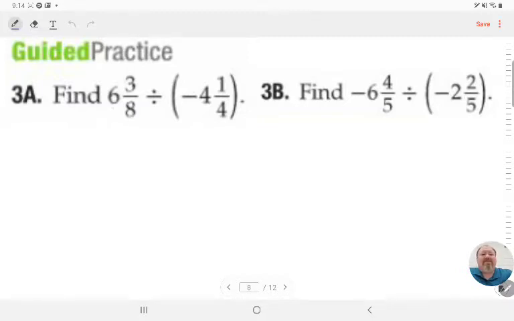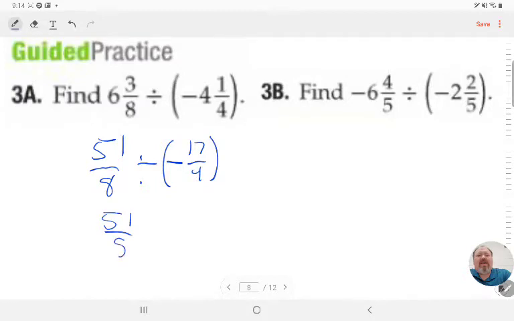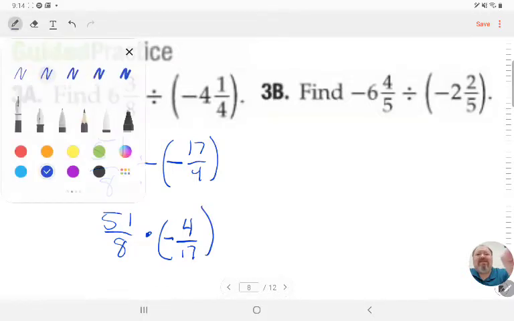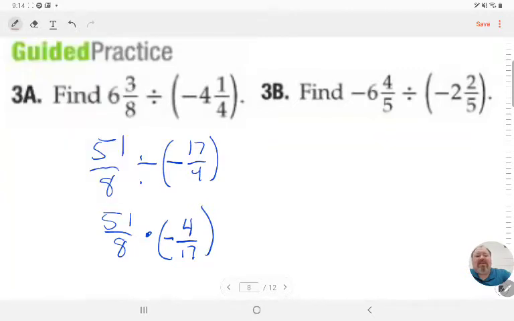So 8 times 6 is 48, plus 3 is 51/8, divided by -. 4 times 4 is 16, plus 1 is 17/4. So I would take 51/8, change to multiplication, change to its reciprocal, which is 4/17. Now, can anything simplify down? And the answer is yes. 17 goes into 17 1 time, and 17 goes into 51 3 times. 4 goes into 4 1 time, and 4 goes into 8 2 times.